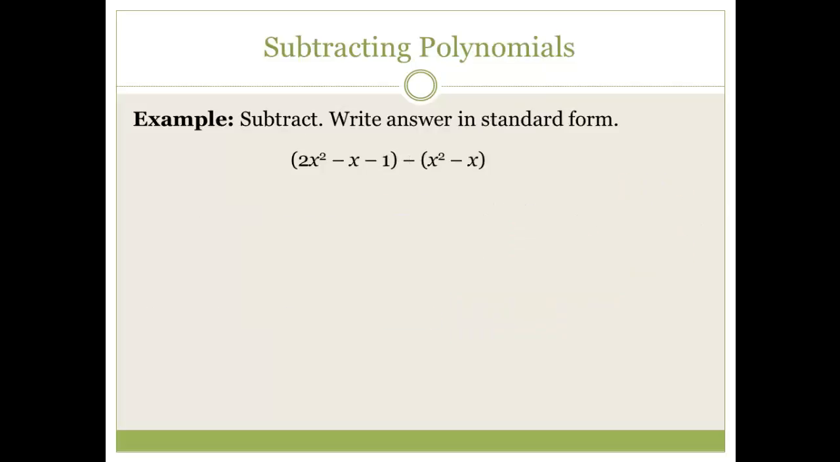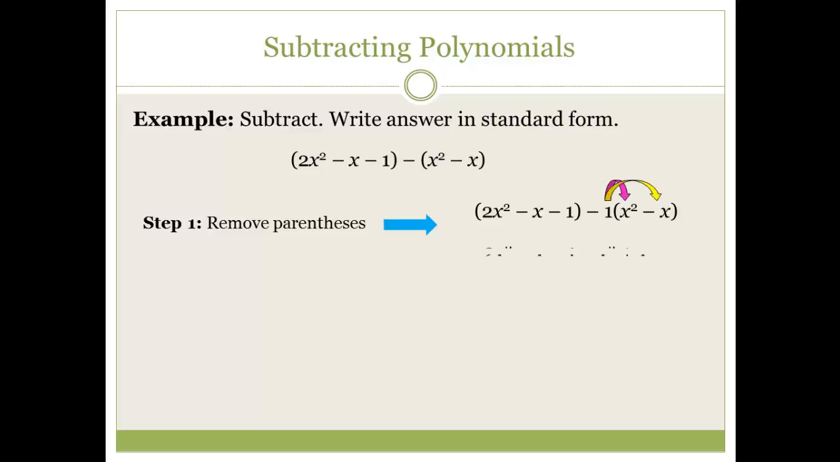In this next example, we want to remove the parentheses and subtract. Again, add a 1 in front of the parentheses before distributing. Keep in mind the rules of multiplication. A negative times a positive is a negative, and a negative times a negative is a positive.